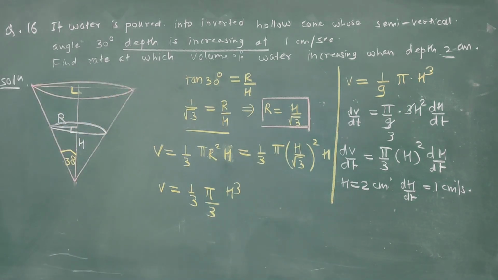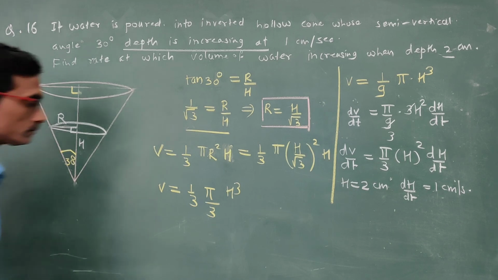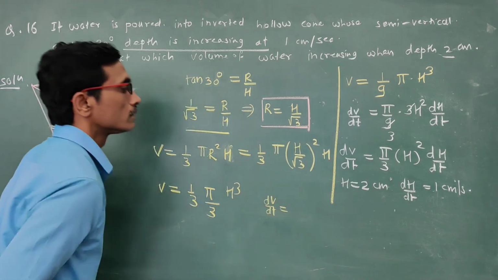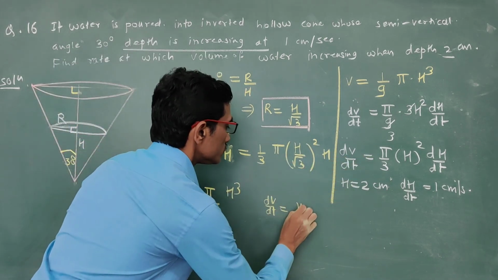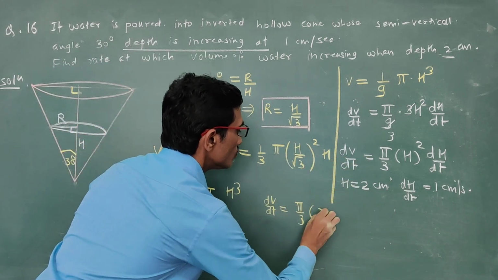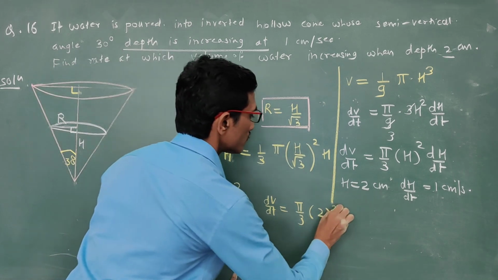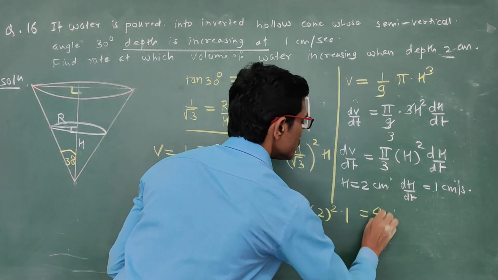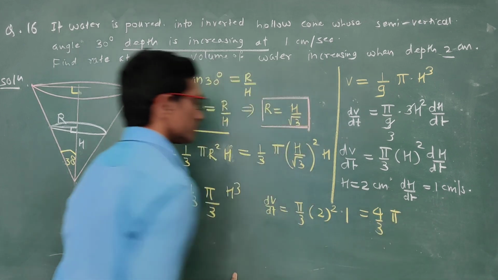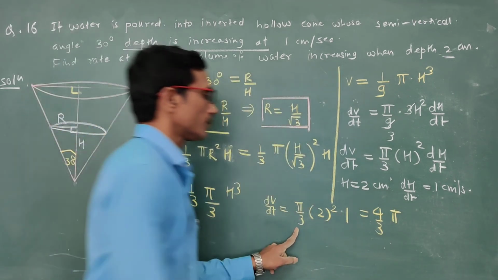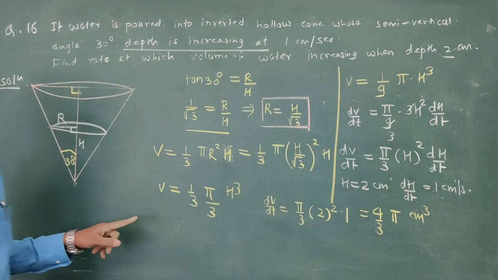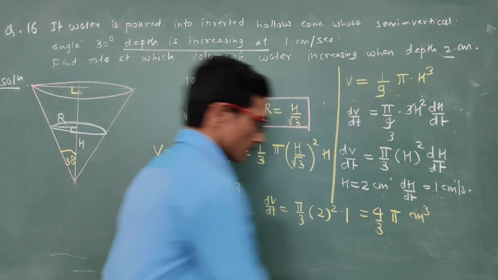So here dv by dt is equal to pi upon 3 into 2 square into 1. So this is 4 by 3 pi. This is 4 by 3 pi cubic centimeter per second.